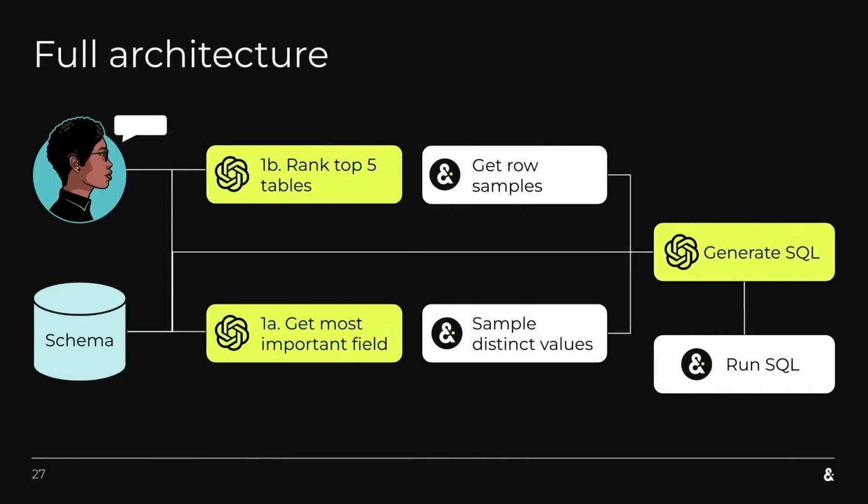So here, as a summary, is our full architecture. We have 2 research steps that we pass the user's question and database schema to. First, to rank the top 5 tables and get the row samples from those tables. Second, to get the most important field and sample distinct values from that field. And then pass all of that context onto the SQL generation step and run that SQL inside of Amperity. Now Joyce will do a demo of how this looks inside of the product.